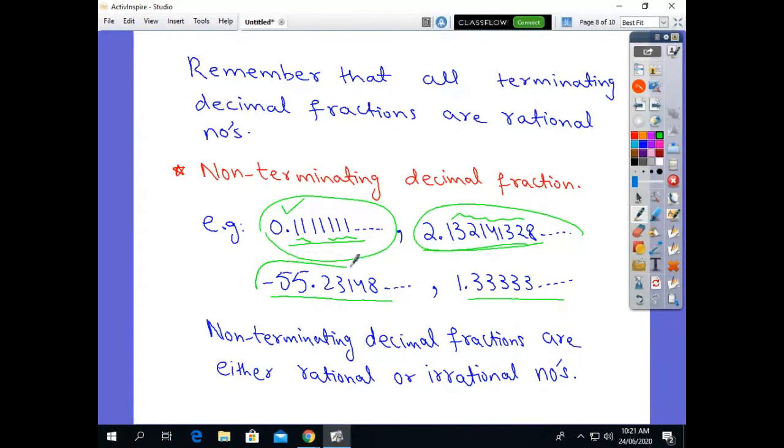Similarly, negative 5.23148 is an irrational number, and lastly 1.33333 and so on, where the decimal part is repeating, is a rational number. Of these 4 examples, 2 numbers are rational and the other 2 are irrational numbers.